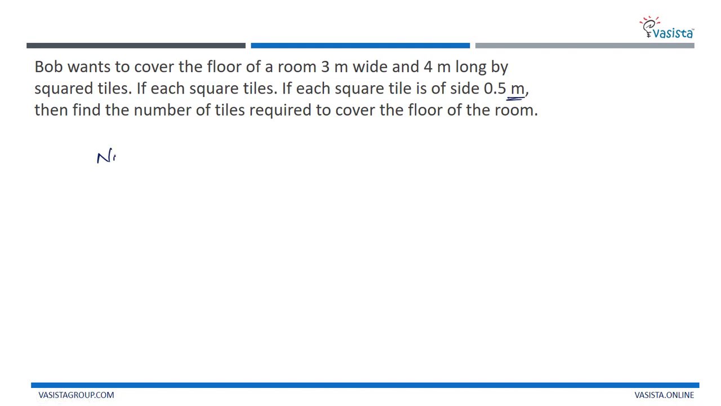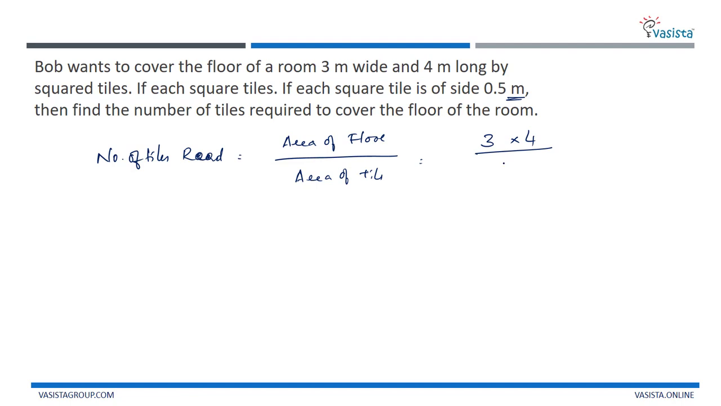See, the number of tiles required is equal to the area of the floor divided by the area of the tiles, right? Let us check. Area of floor is 3 meter into 4 meter, that divided by area of the tile, which is 0.5 into 0.5, right? Let us go with this.